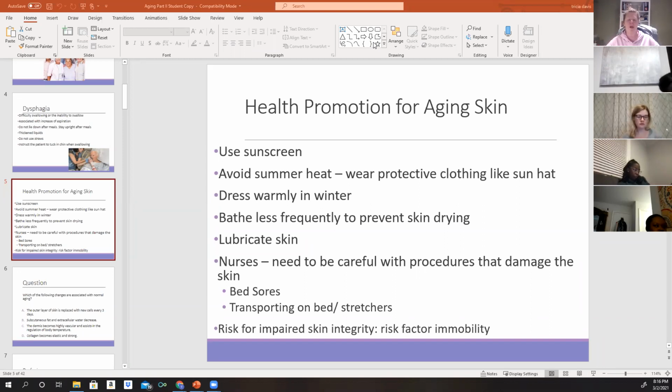In the winter, we want to tell them to dress warmly. We want to make sure that they have access to warm clothes. Do they have a coat? Do they have warm boots and gloves and hats, things that they would need?